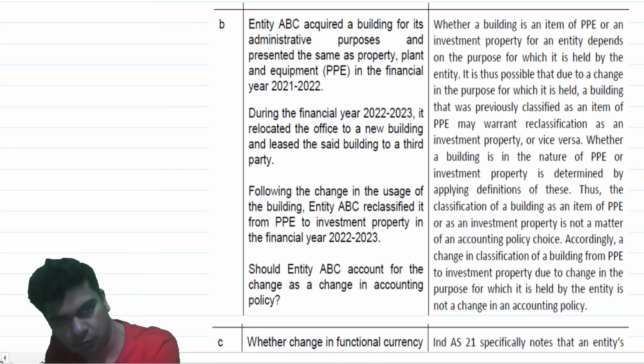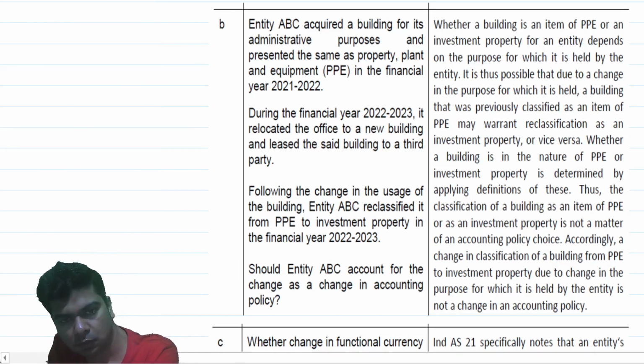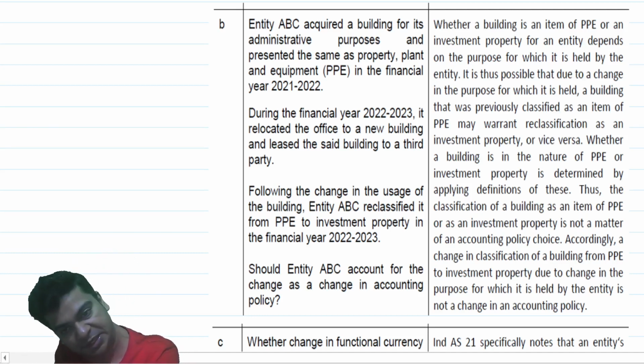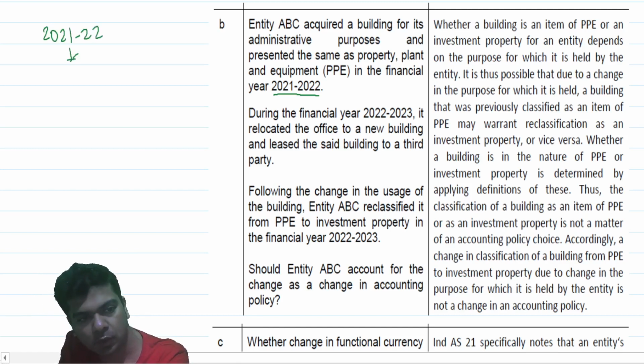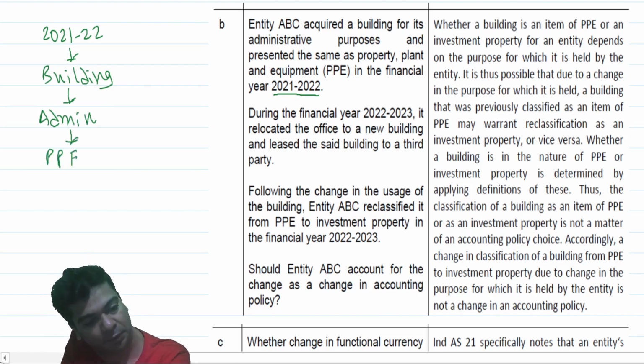Case B. Entity ABC acquired a building for its administrative purposes and presented the same as property, plant and equipment in the financial year 2021-22. In 2021-22, you are acquiring a building. You are using it for administrative purpose, and hence you have classified that as PPE.